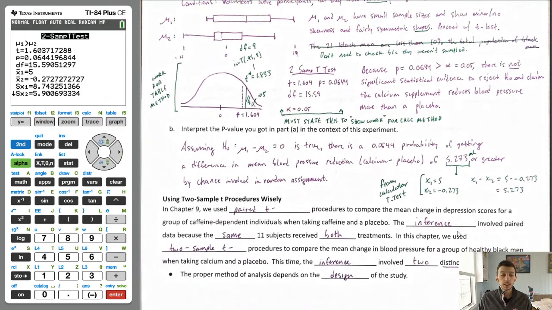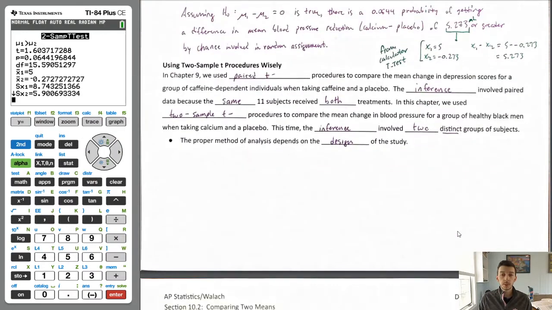Cool, so we're almost done here. The next part is just making sure that you're careful about which T procedures to use. These two examples had two different types of procedures. One is a paired test, and one is where you have two groups of subjects.